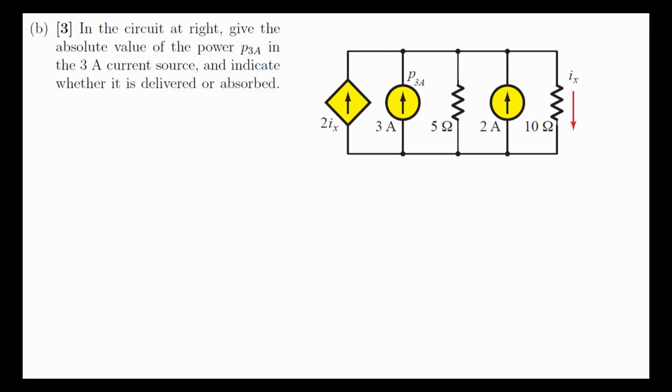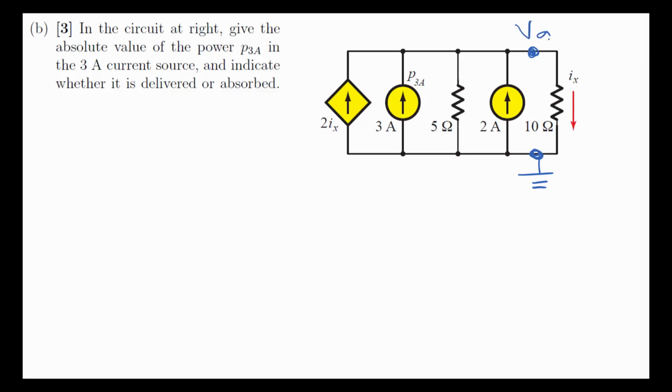All of the components are in parallel, and so if we use node voltage analysis, the first thing we do is select a reference node. We'll just select it down here, and this will be our 0-volt reference. Then we have to label all of the other nodes, and in this case it's just one other node, and we'll call this node A, and the voltage there will be VA.